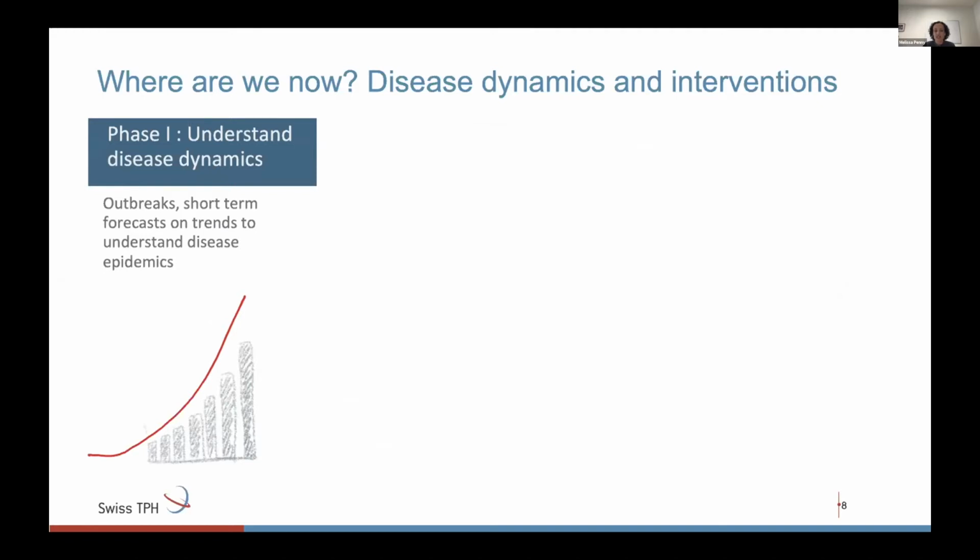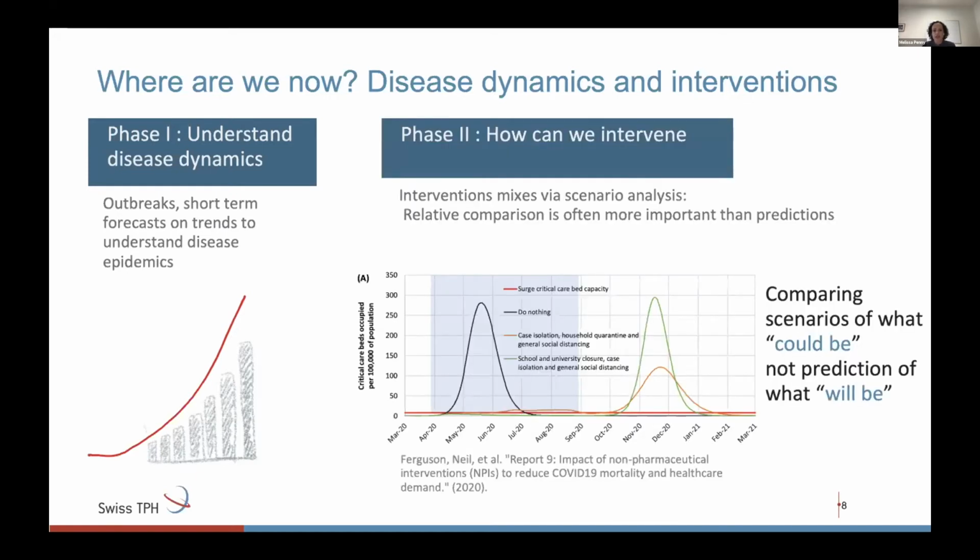It was very clear that it could help understand exponential growth. It can help understand case fatality rates. It can do short-term forecasting along with stochastic simulations. More recently, though, we're beginning to see what is the role of modeling to understand how can we intervene. Up to date, we only have non-pharmaceutical interventions. So that means social distancing, contact tracing, closing schools, and so on.